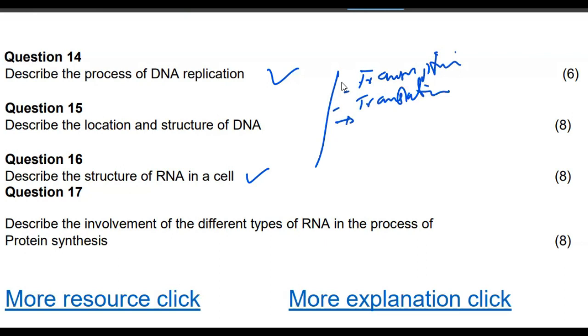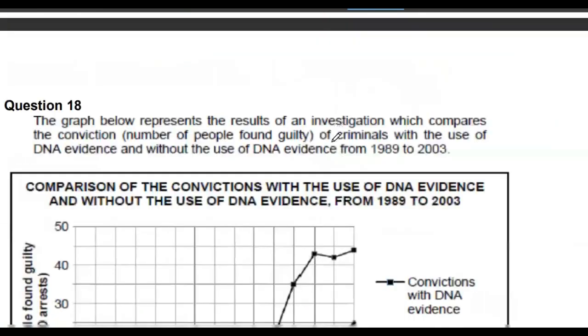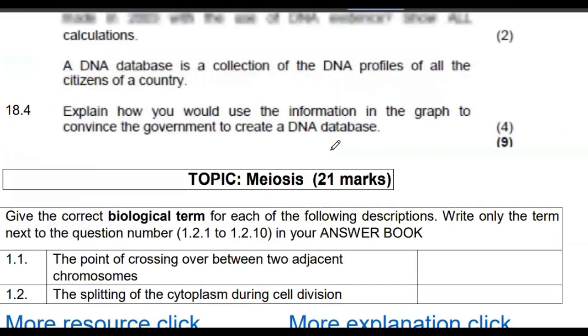And I say that if you change the code, for example, from GUA to GCA, then if these two code for the same amino acid, therefore the protein will not change, the structure of the protein will not change. But if different amino acids are being coded for, then the structure of the protein will be changed. So let's go to meiosis.